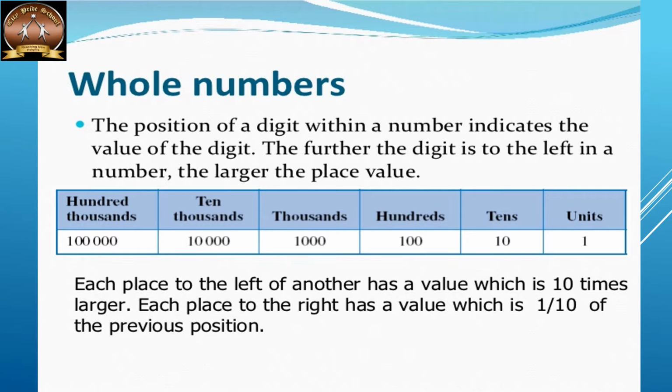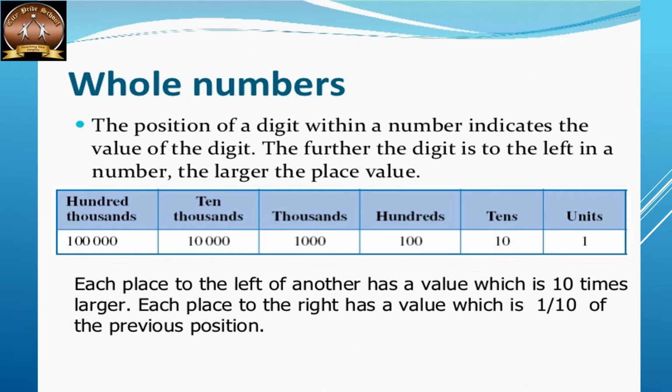when we go from one place to another place towards the left hand side, we are actually multiplying by 10 times. See, 1 unit, when we multiply it by 10, becomes 10, that is tens. When we multiply 10 into 10, it becomes 100. When we multiply 100 into 10, it becomes 1000. 1000 into 10 is 10,000. 10,000 into 10 is 1 lakh or 100,000.